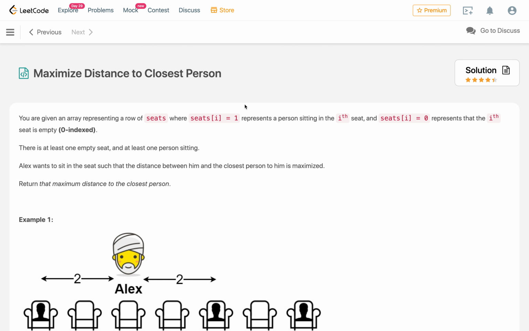Let's solve the problem maximize distance to closest person. You are given an array representing a row of seats where seats[i] equals 1 represents a person sitting in the ith seat, and seats[i] equals 0 represents that the ith seat is empty, and seats are 0 indexed. There is at least one empty seat and at least one person sitting. Alex wants to sit in a seat such that the distance between him and the closest person to him is maximized.